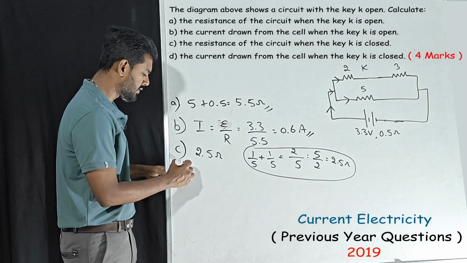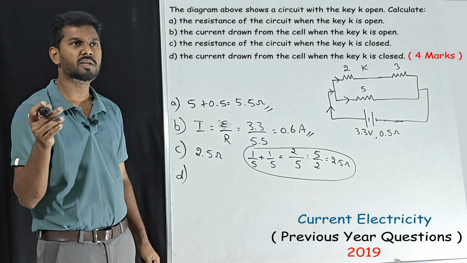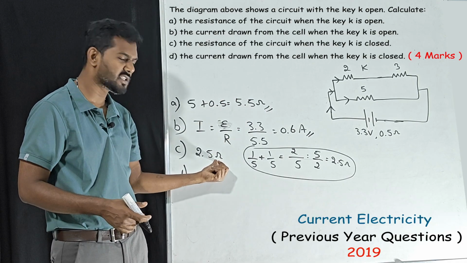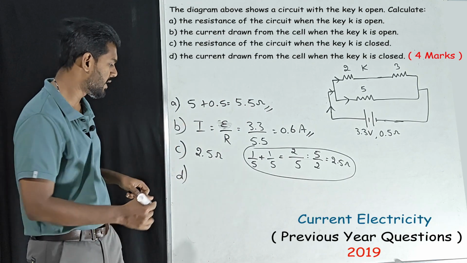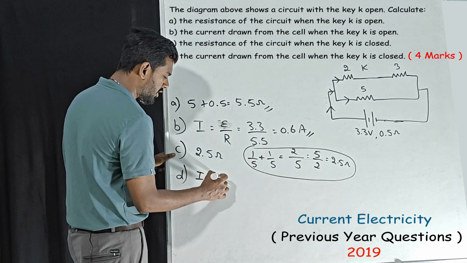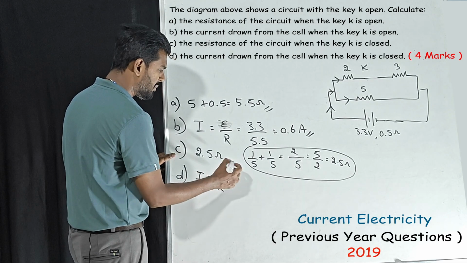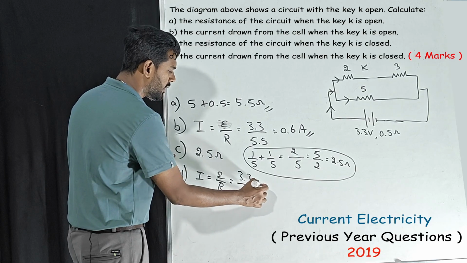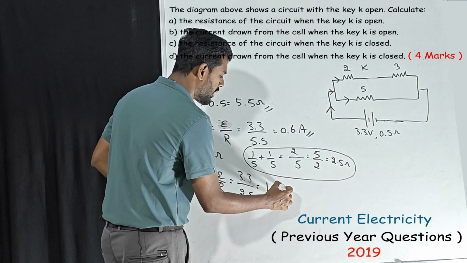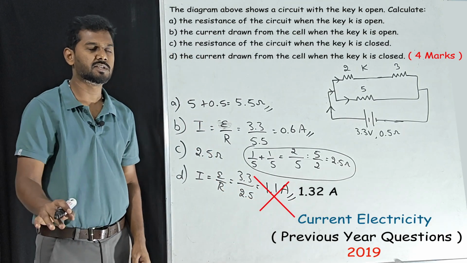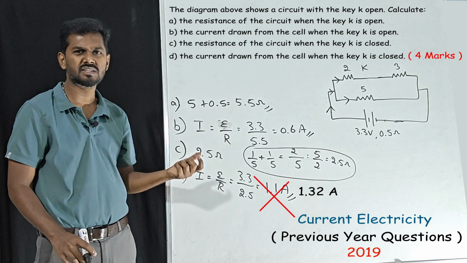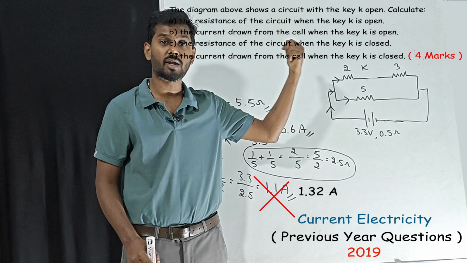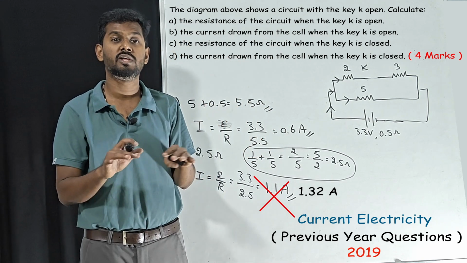The last one, current drawn from the cell when the key is closed. Now the key is closed, we have the resistance value, we have to find the current value. Again, current formula E by R. E remains same, that is 3.3. What is R? That is 2.5. When you solve this one, you will get 1.1 amperes. That's it. So the first two calculations are easy. You need to understand what happens when the key is closed and when the key is open. All these things you should know.